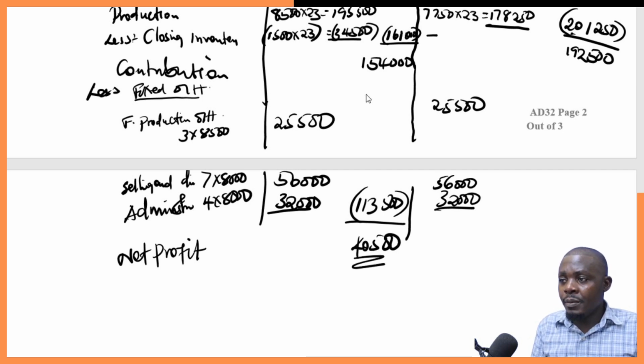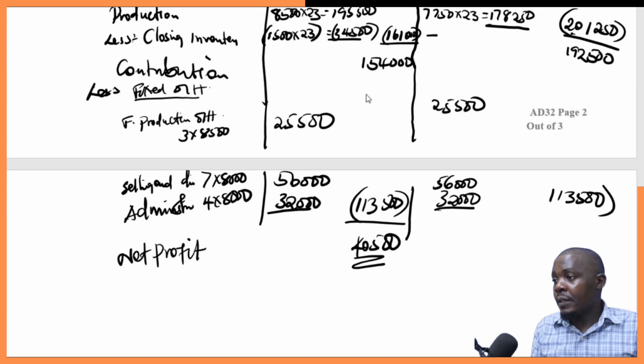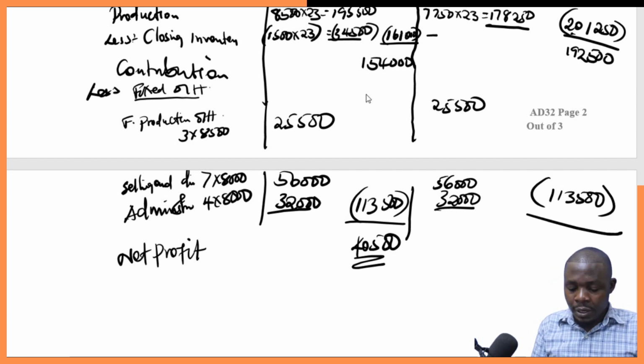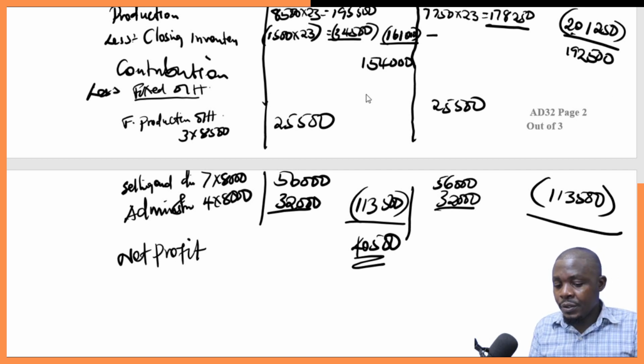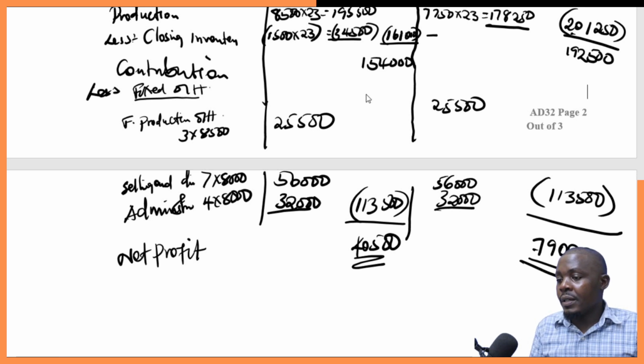Let's see in February, that's 25,500 plus 56 plus 32. We have 113,500. Then we have 192,500 minus the answer. We have what we call 79,000 as the net profit.